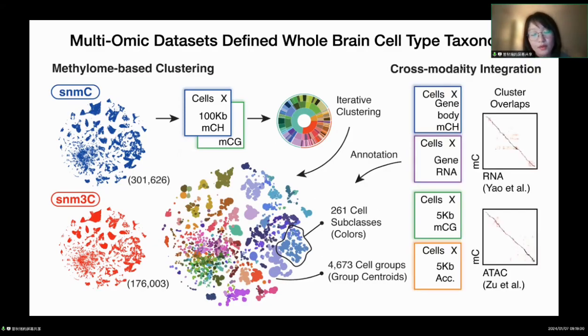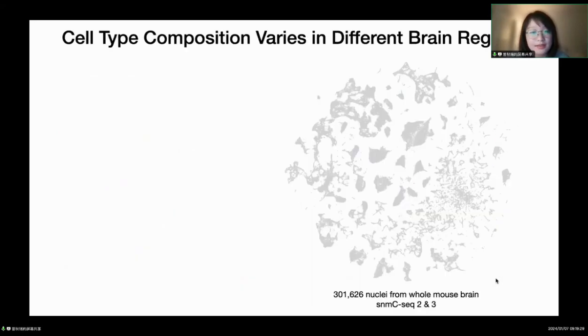We also did the cross-modality integration between methylation and RNA. This enabled us to annotate these clusters into cell subclasses, borrowing the annotation from the RNA data set. Those Allen Institute people put a lot of effort into trying to annotate the brain cell types. We also integrated with the ATAC data set so that it would be helpful for our downstream regulatory element analysis.